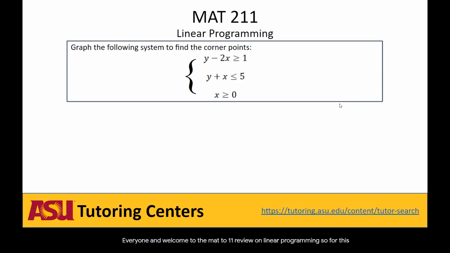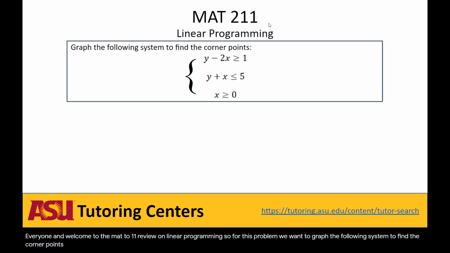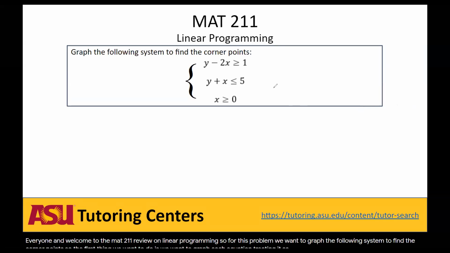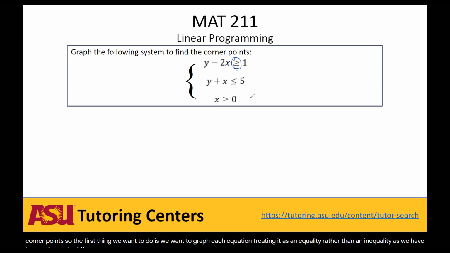For this problem, we want to graph the following system to find the corner points. The first thing we want to do is graph each equation, treating it as an equality rather than an inequality as we have here. Then we're going to figure out which directions we can shade these in.